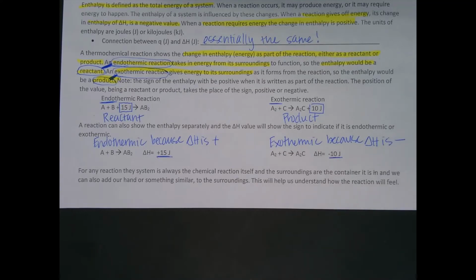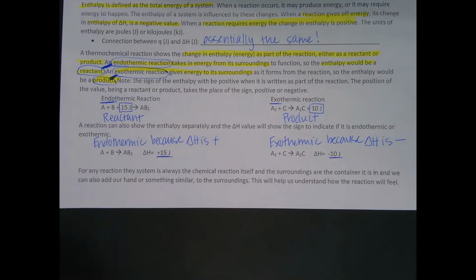It's really a lot of parallels with Q. Q is positive, it's endothermic. Delta H is positive, it's endothermic. Q is negative, it's exothermic. Delta H is negative, it's exothermic. And we identify what it is based on if it's a reactant or a product. So note that for any reaction, the system is always going to be your chemical reaction itself, and the surroundings are whatever container it is in and us. So when we touch it and it feels hot or cold, then we'll understand that we are part of the surroundings and the reaction is the system, okay?